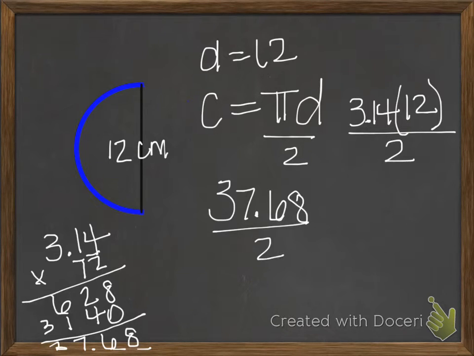And now to finally get my circumference, again, we're dividing by 2 because they cut my circle in half. They divide it into 2 pieces. So I need to do the same thing to my circumference. So we're going to divide by 2.